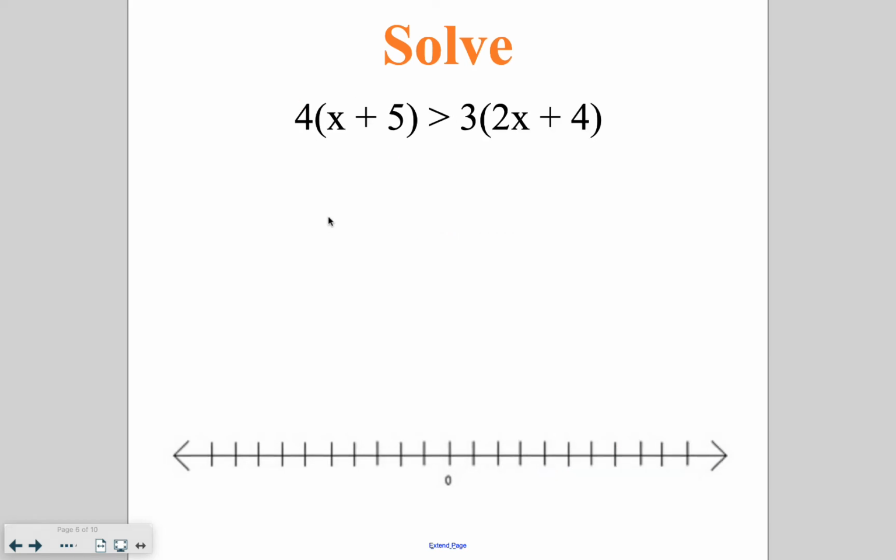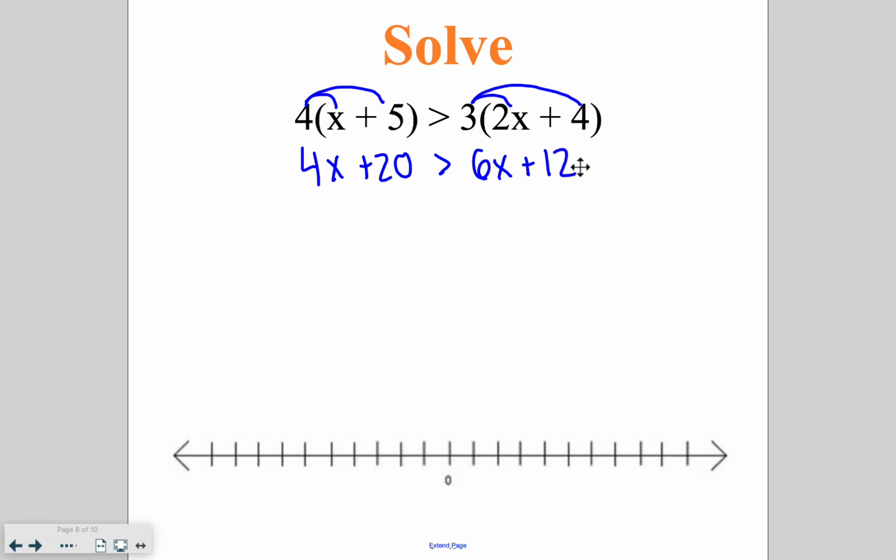Sometimes there's going to be parentheses on both sides of the inequality. When that occurs, we want to start by doing the distribution on both sides. So I'm going to end up with 4x plus 20 is greater than 6x plus 12.